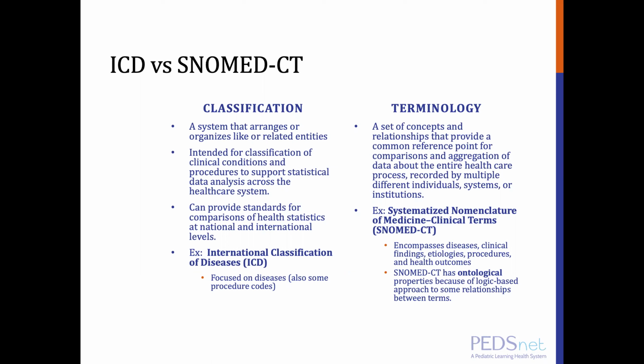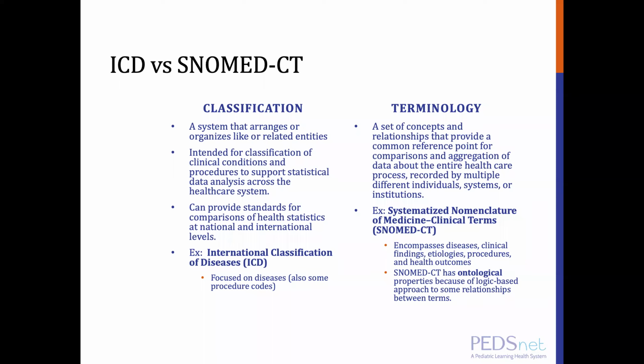SNOMED, or the Systematized Nomenclature of Medicine Clinical Terms, covers diseases, clinical findings, etiologies, procedures, health outcomes. It is very, very specific. There are hundreds of thousands of codes in it, and many, many relationships between those codes, because SNOMED has ontological properties because of a logic-based approach to some relationships between terms. So it's not just an organization of terms, they are related, and we'll show some of this in the live demo on Friday, how things are organized in SNOMED.